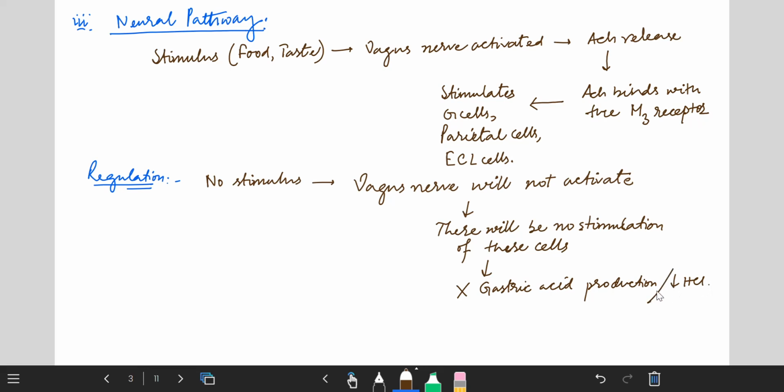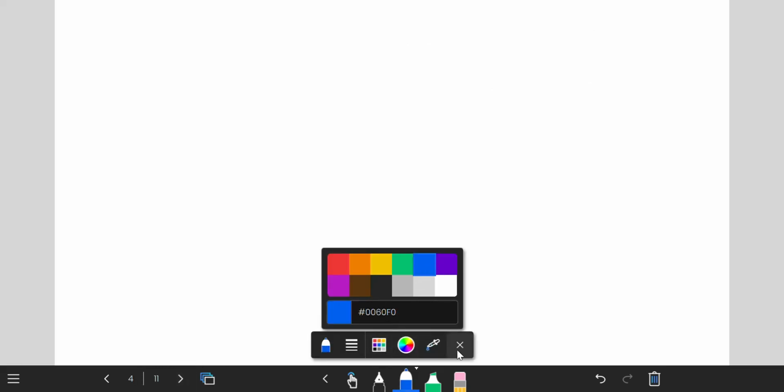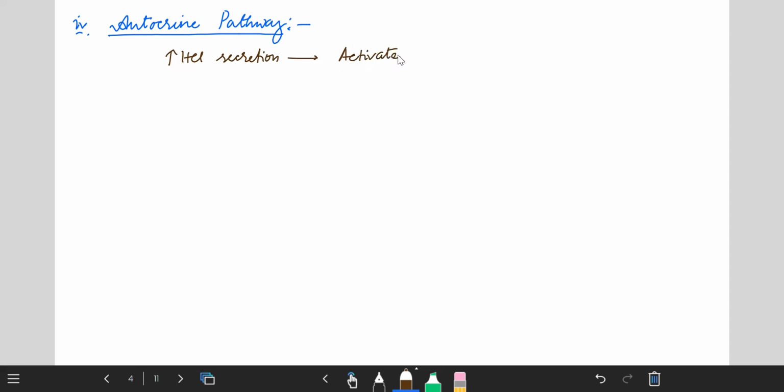Now the fourth type of pathway, that is autocrine pathway, where transforming growth factor alpha is involved. So if there is an increase in the HCl concentration or HCl secretion, it will activate the TGF alpha, and this TGF alpha will increase the mucin release, which will form a protective covering and concomitantly decrease the secretion of HCl.